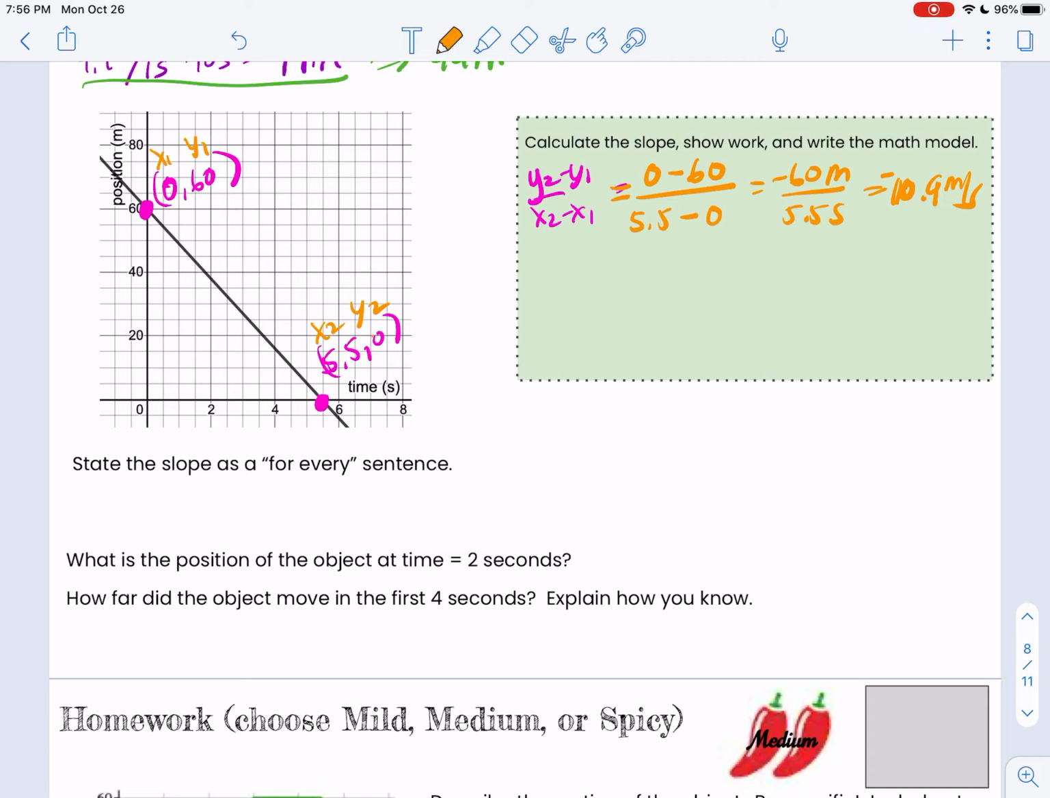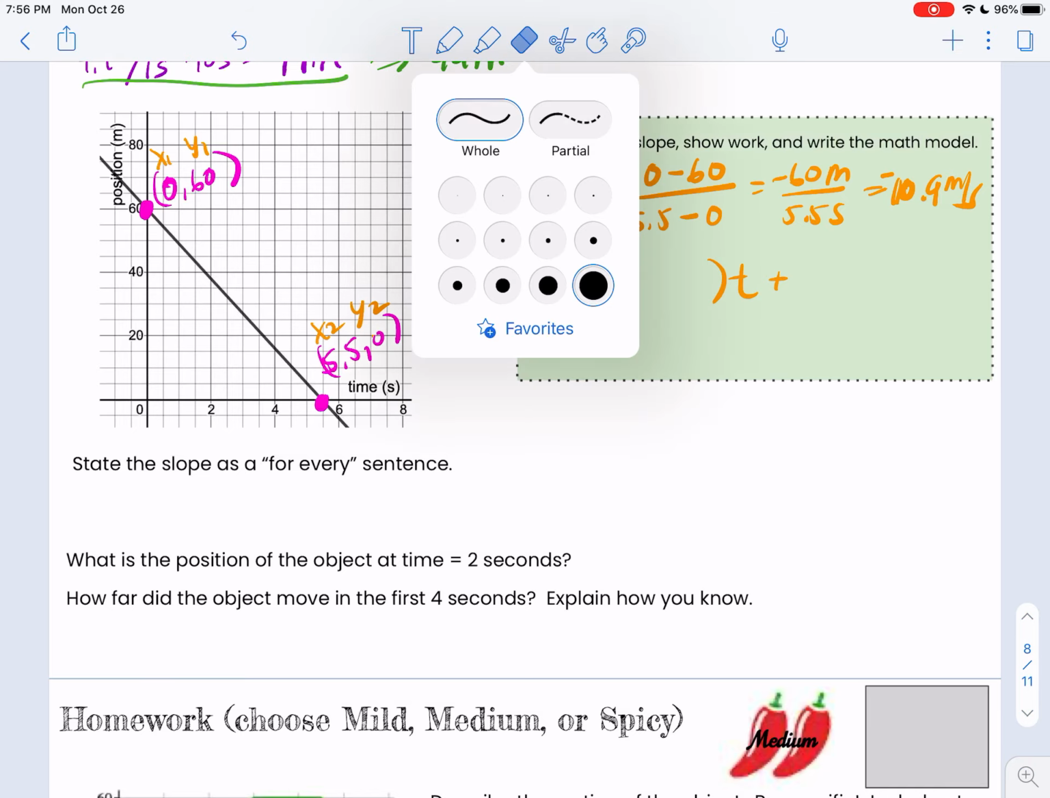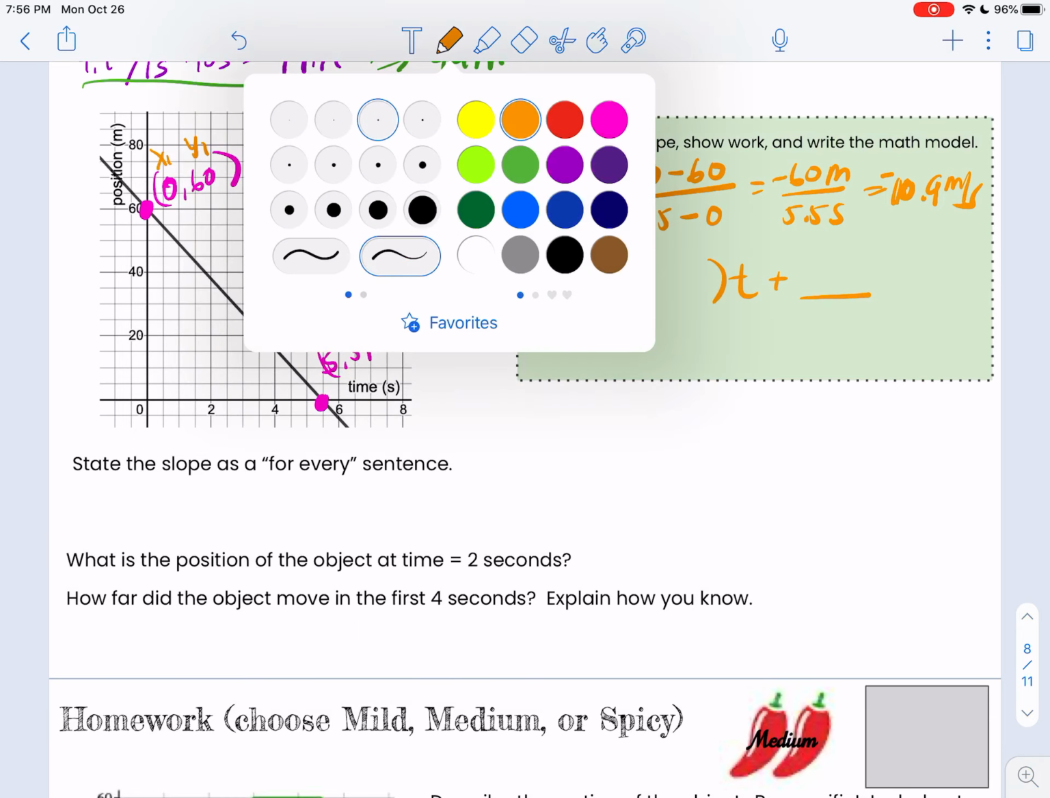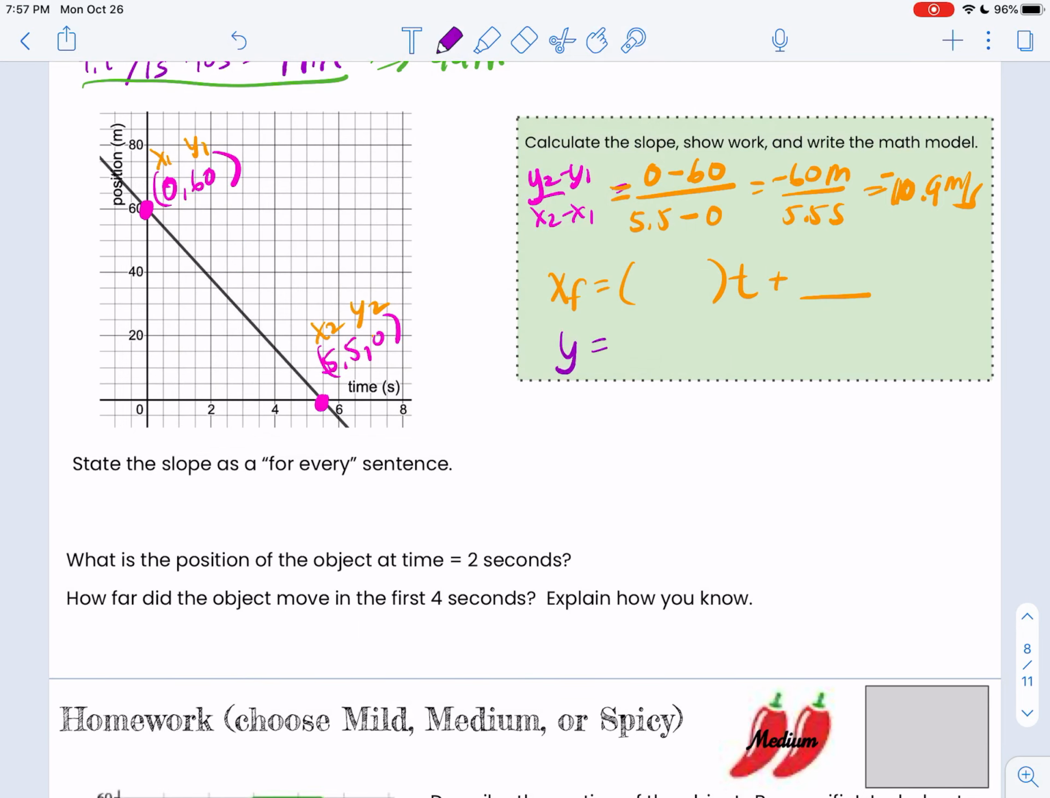So again, we're going to practice writing the equation. So xf equals, leave a space for the slope, t plus xi. Look, this is just from your math. This is your y equals mx plus b. That's your b, that's your x variable, that's your slope, and that's your y variable. So negative 10.9 meters per second. Make sure you put negative. A lot of you forgot that. And then it starts at 60, and I'm going to say meters because that's on the y-axis.